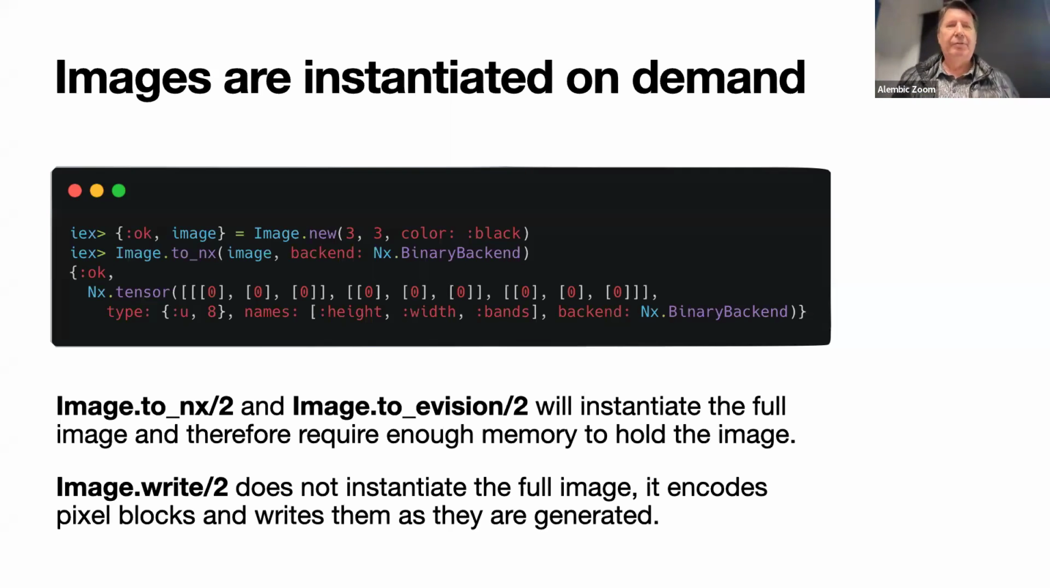So here's an example of what that looks like. I'm creating a new image. It's a very small one so that the example works, transmitting the image to NX, and then the result we get is an NX tensor. I just want to explain a couple of things that happen here so it's really, really clear.